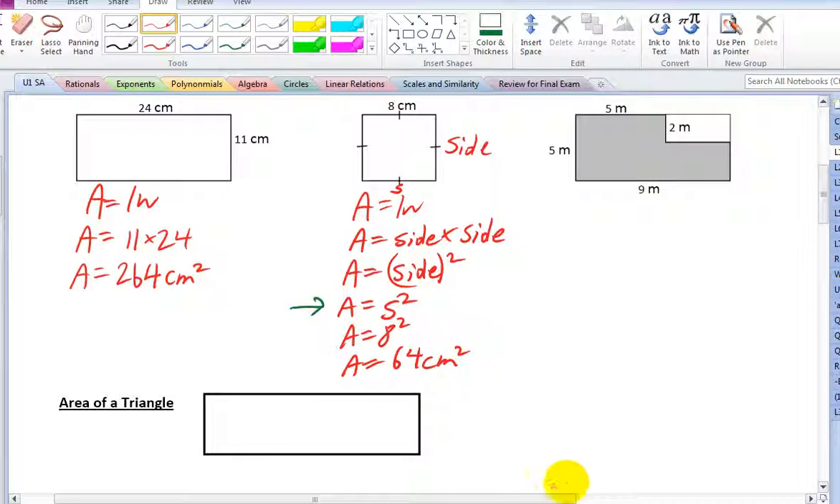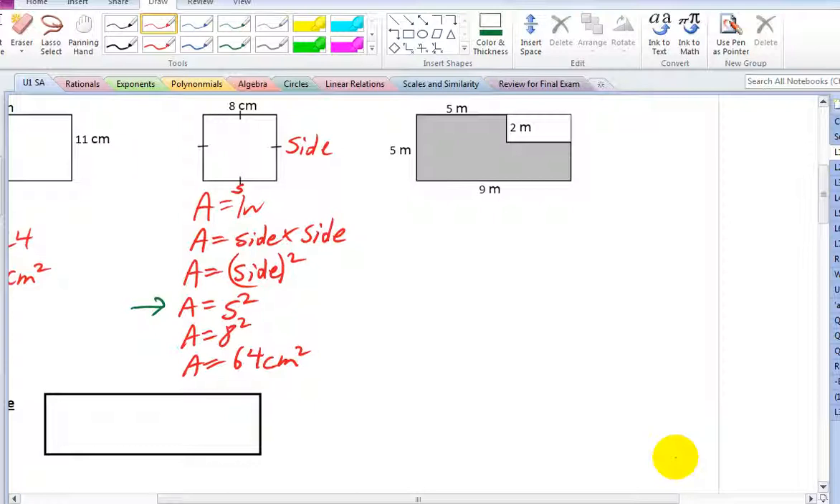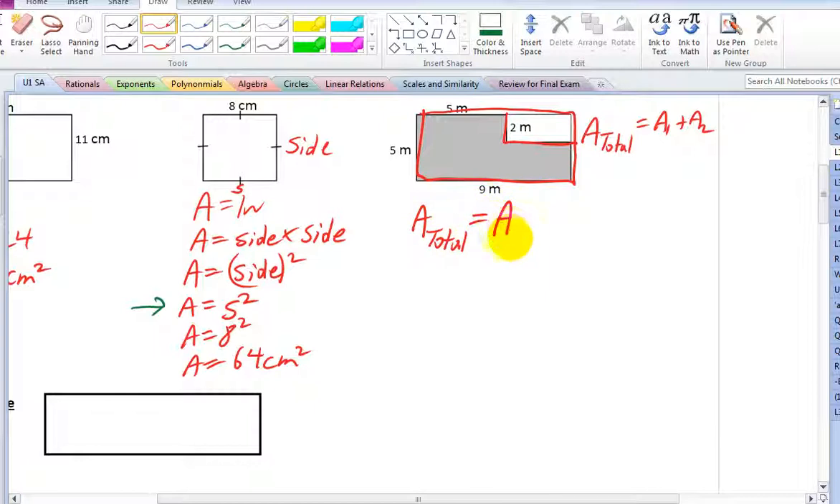Okay. Then sometimes you're going to get a shape like this. A couple different ways of attacking it. Number one, you can split into area 1 and area 2 and add them up. So area total equals area 1 plus area 2. That'll totally work. It won't work for everything though. So usually what we like to do is we like to imagine this is one super large shape, and then we want to take away the cutout. Okay, so the area total equals the area of the entire object minus the area of the cutout.